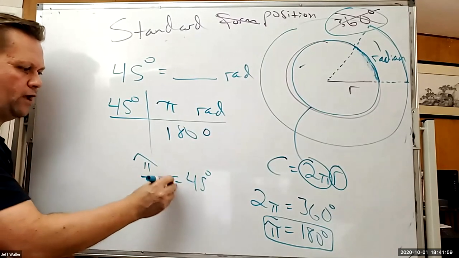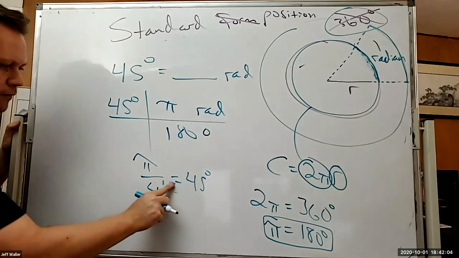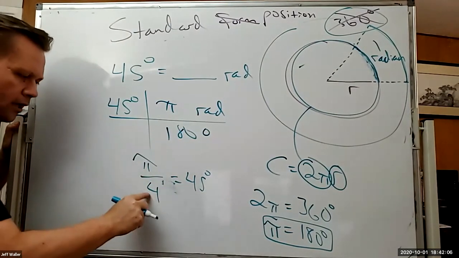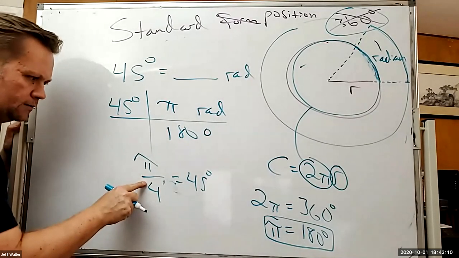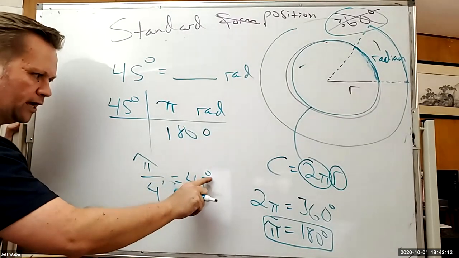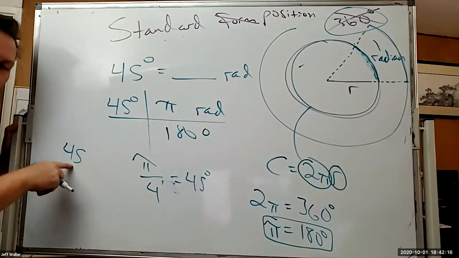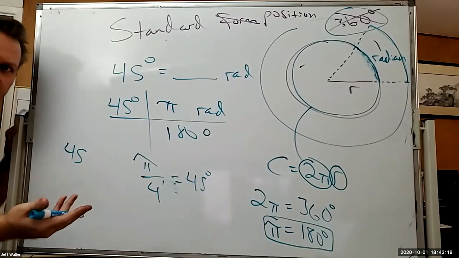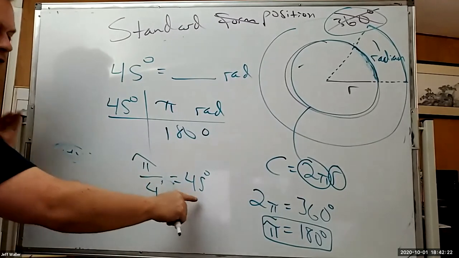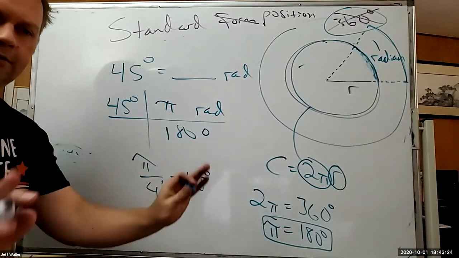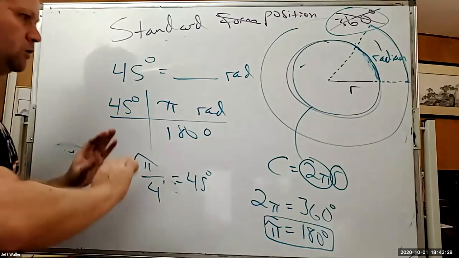Pi over four rad. So normally when you see an angle measurement just sitting by itself with no degree symbol, it is understood to be radians. If it's degrees, I have to put that there. So if I just said this, that means 45 radians. I don't have a degree symbol. All right, so pi over four radians is the same as 45 degrees. And I think that's a good place to stop. I've laid some groundwork. We're going to do some more stuff with this.